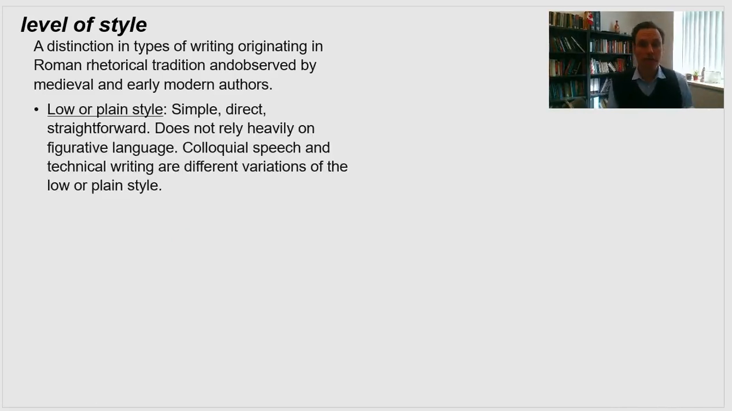So the low or plain style is simple, direct, straightforward. It does not rely heavily on figurative language. Colloquial speech and technical writing are different variations of the low or plain style. So comedy features the low style, so will a treatise on the astrolabe.